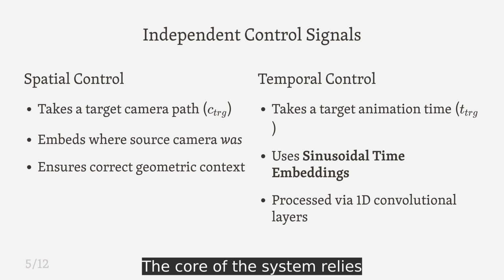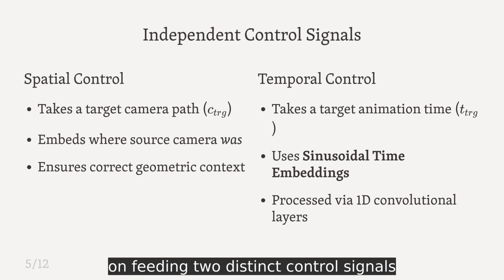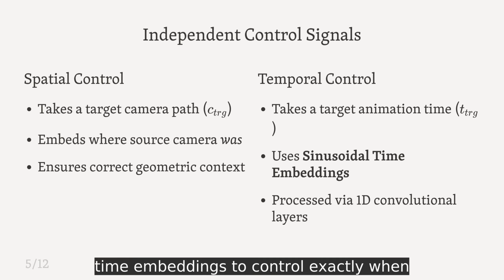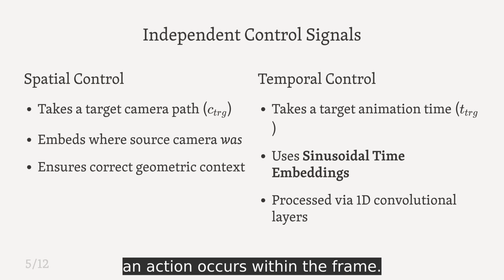The core of the system relies on feeding two distinct control signals into the diffusion model. On one side, it processes spatial coordinates to understand the camera path, and on the other, it uses sinusoidal time embeddings to control exactly when an action occurs within the frame.